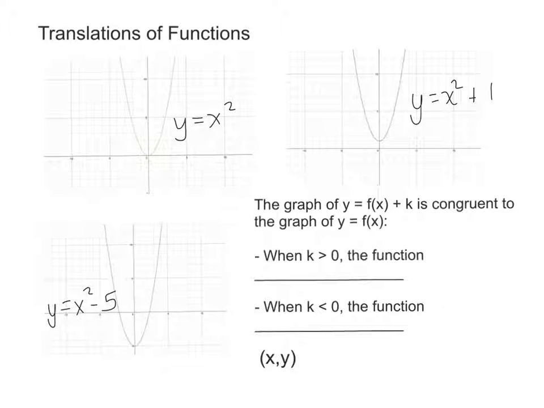You probably can't see them really well from where you're sitting, but they're all parabolas. They're all the same shape and the same size, but there are some differences about them. And I'm just going to skip through to the important part, which is this. The graph of y equals f of x plus k is congruent to the graph of y equals f of x. So they're the same shape and the same size. They're congruent. But here's what's different.